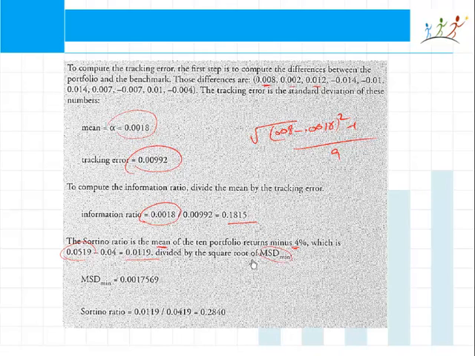The square root of the mean squared deviation: the mean squared deviation is 0.001759. So the square root of the mean squared deviation will come out to be 0.0419, and the Sortino ratio will come out to be 0.0119 divided by 0.0419, that is 0.2840. Again, the information ratio must be compared with another information ratio. The Sortino ratio must be compared with another Sortino ratio in order to make a judgment and to compare the performances.